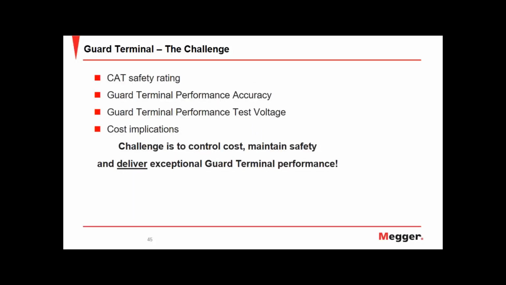So, to summarise the way in which we design these guard terminals, we need to consider the Cat safety rating. We need to consider the guard terminal performance, i.e. the accuracy of the instrument. We need to consider the test voltage and maintaining that. And there's also cost implications, and the way in which we design the guard terminal also comes into play. Now, it's quite inexpensive to add resistors to the guard terminal and the other terminals for that matter, but it's not the best way, as we've seen earlier.